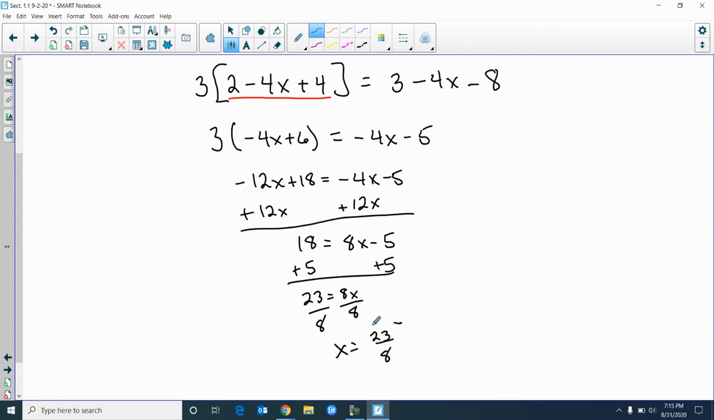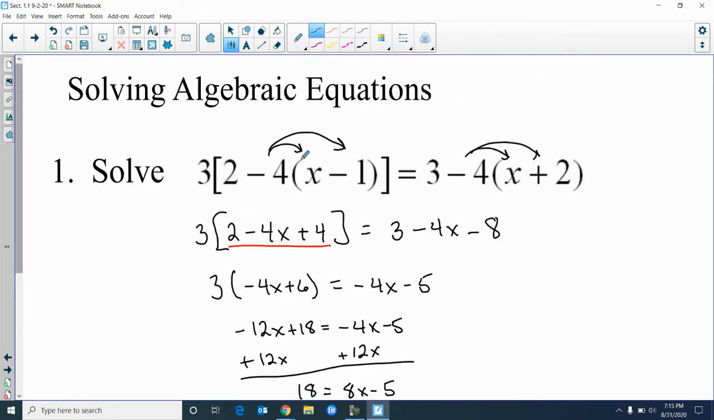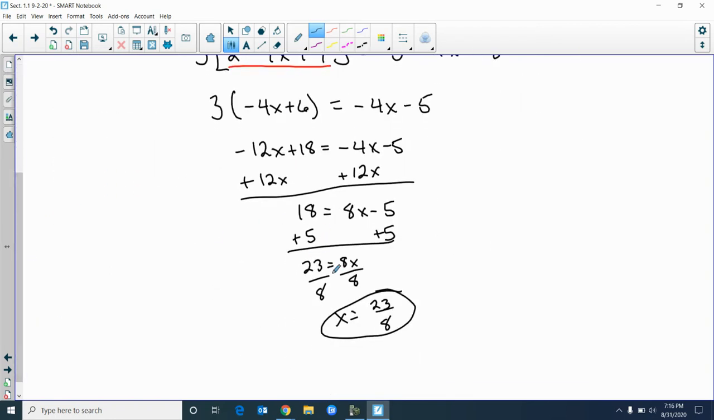That is absolutely fine. All right, theoretically, we could go back to the beginning and substitute in 23 over 8, but that would be a difficult task. Yes, it has to work, and with your calculators it's not as bad, but you could always check it. So 23 over 8 is our answer for this one.